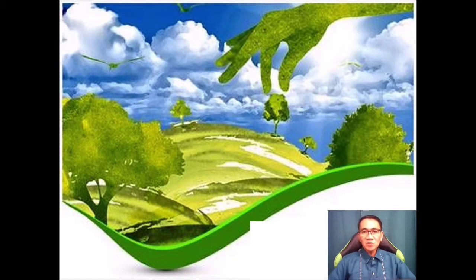The ecosystem is composed of the biotic and abiotic components in the environment. You've learned that the biotic community is made up of living organisms, while the abiotic components are made up of non-living things.